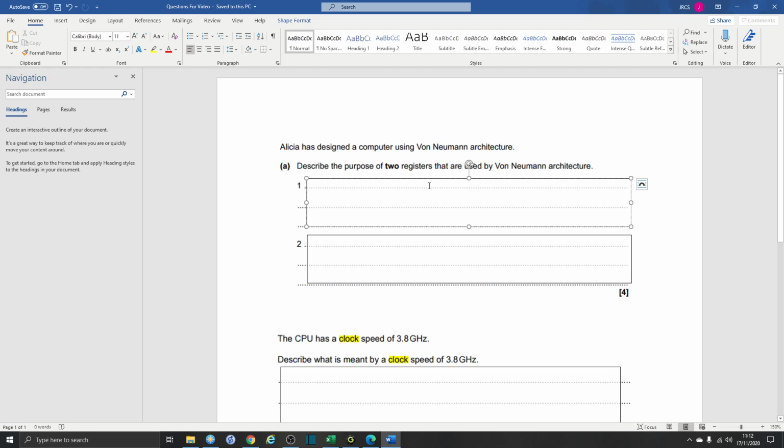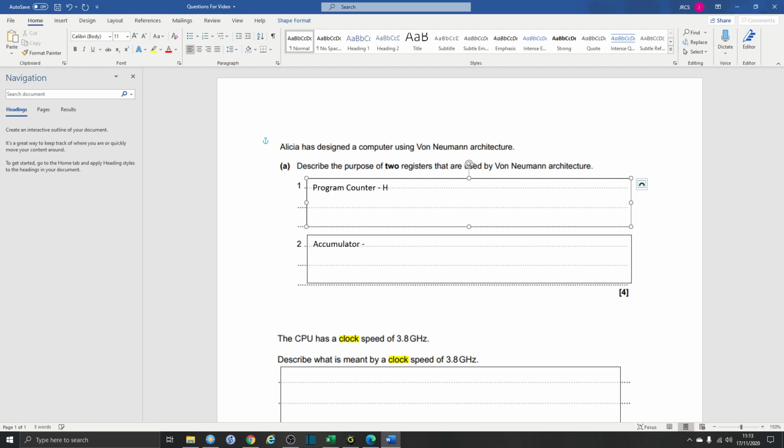So I'm going to go with program counter as my first answer. And then I'm going to go with the accumulator for the second. The reason I'm picking these is they're quite easy to remember what they do. The other 2 options likely would have been the memory address register and the memory data register. But these, I think, are the 2 that are more obvious or more memorable.